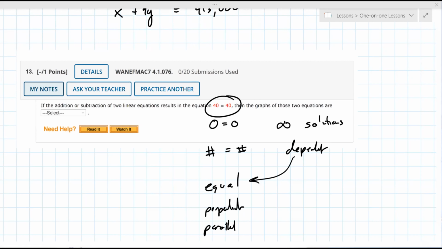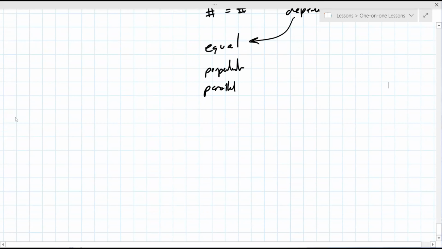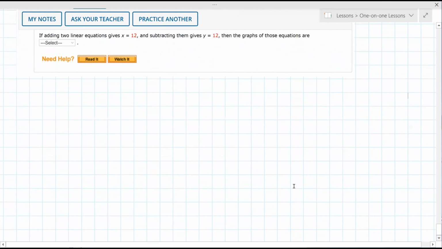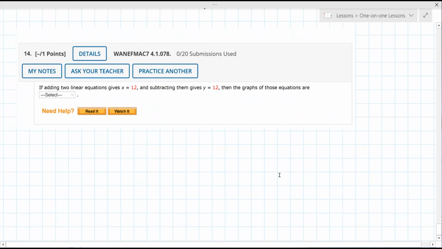14 says, if adding two linear equations, let me get it snipped in here, it's not quite the same. If adding two linear equations gives x equals 12 and subtracting them gives y equals 12. Okay, that means that when you add them, you solve for x and you solve for y. So there's a point where they intersect. And the drop downs this time are the same: equal, parallel, perpendicular, not parallel.